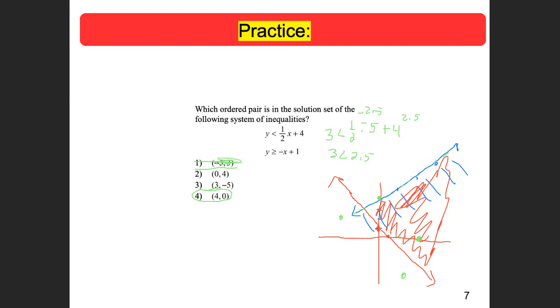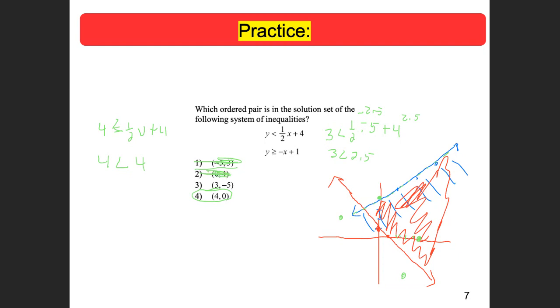So 0, 4. Let's try 0, 4. I'm going to put 4 in for y. So 4 is less than 1/2 times 0 plus 4. So 4 is less than 4. 4 is not less than 4. So it doesn't work in the first inequality.